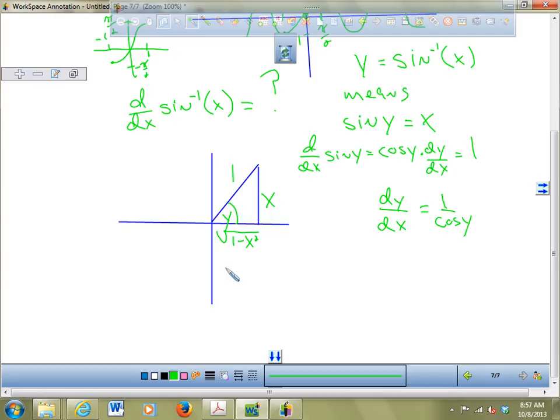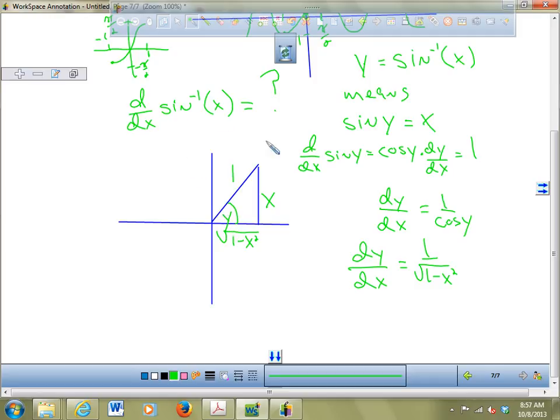What's cosine? What over what? Adjacent over hypotenuse. So I get that dy dx is equal to 1 over square root of 1 minus x squared. That's the derivative, because it's 1 over the cosine of y. Cosine of y is square root of 1 minus x squared. Okay? So that's the formula for the derivative of inverse sine of x.